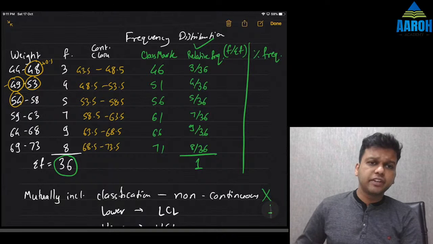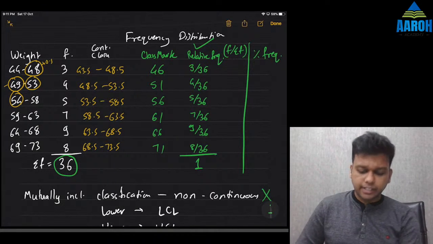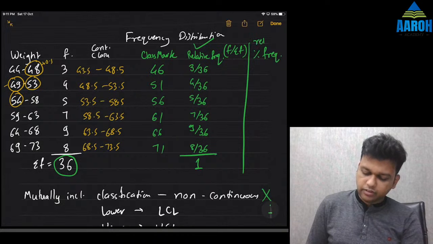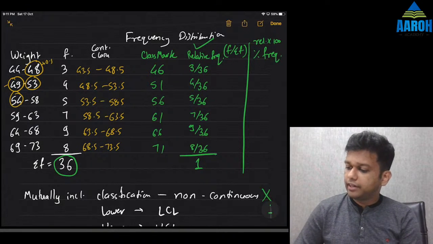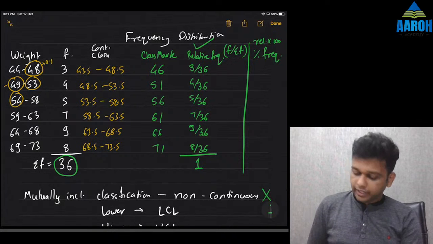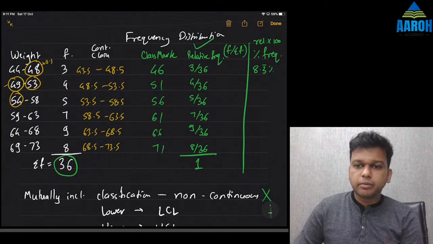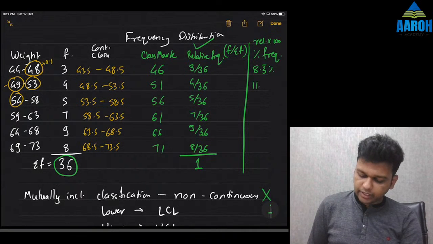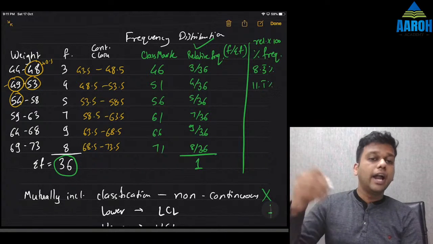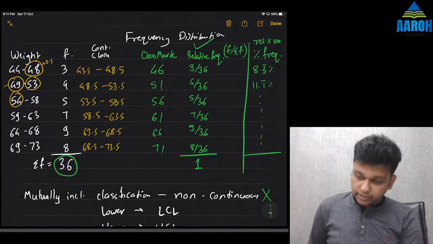Next is percentage frequency, which is just relative frequency written as a percentage. So it will be just relative frequency into 100. That will be 3 by 36 into 100. How much? 8.333%. Then second will be 4 by 36 into 100. You can just press the percentage button on the calculator. 11.1 recurring percent, and so on. That is called percentage frequency. Obviously its total is 100%.